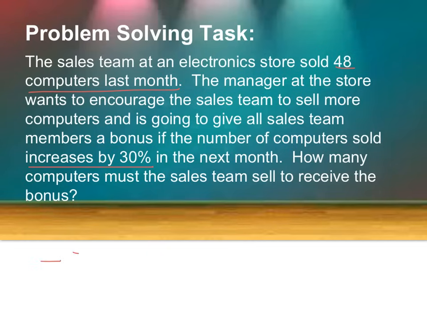So let's set this up. I know 100 is always going to go there. I know that he wants us to increase by 30%, so my 30 goes there. And I know that they sold 48 computers, a total of 48 computers last month. I don't know how many we need to increase by. So I'm going to multiply 48 times 30. Whatever you get, you're going to divide by 100. And x equals 14 4/10.